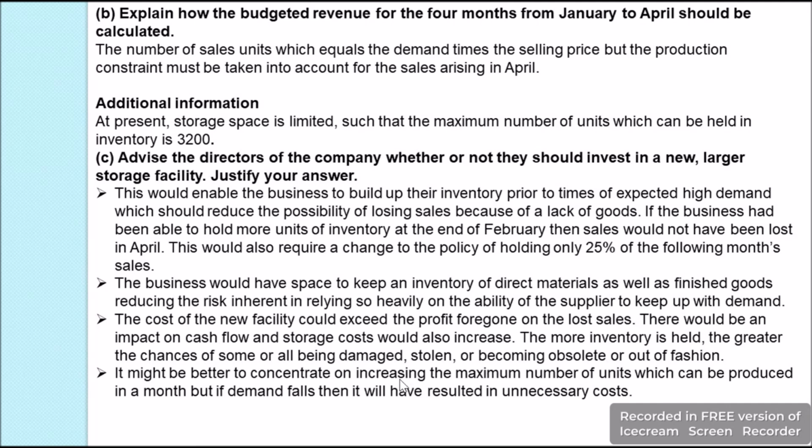And what I suggest is that they should concentrate more on increasing the production. Why? Because ADPLC lost the sales not because of having a smaller storage facility, but because they had a constraint on production. They were able to produce only 10,000 units, and because of this, in the month of March they were not having sufficient closing inventory, and this led to the loss of sales in the month of April. So if they invest more in increasing the production rather than buying a new storage facility, this will be more beneficial for ADPLC.